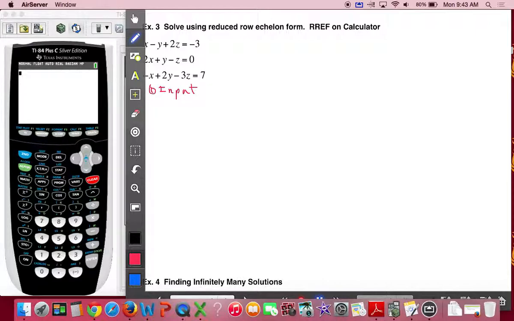That's a 1. This right here, that's a 1. It's number 1. Input. It says input the system. Stop talking and you can listen. Input the system into your calc as an augmented matrix.